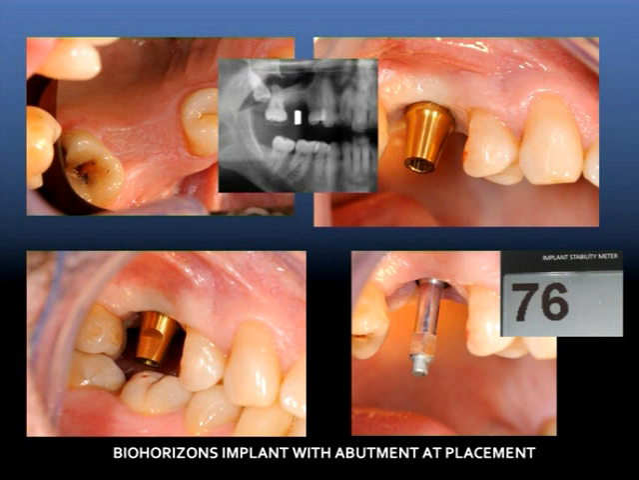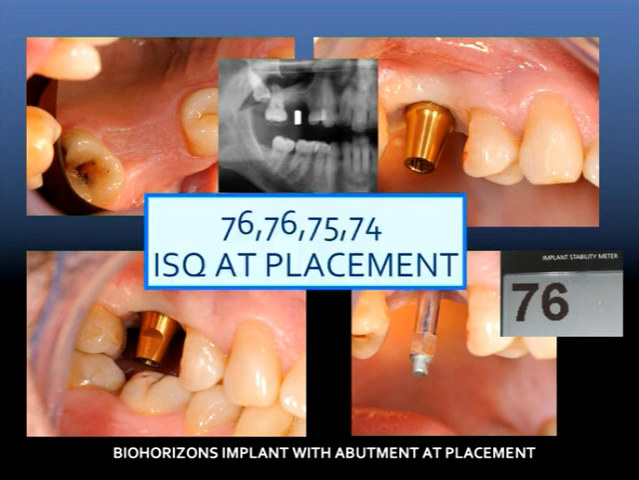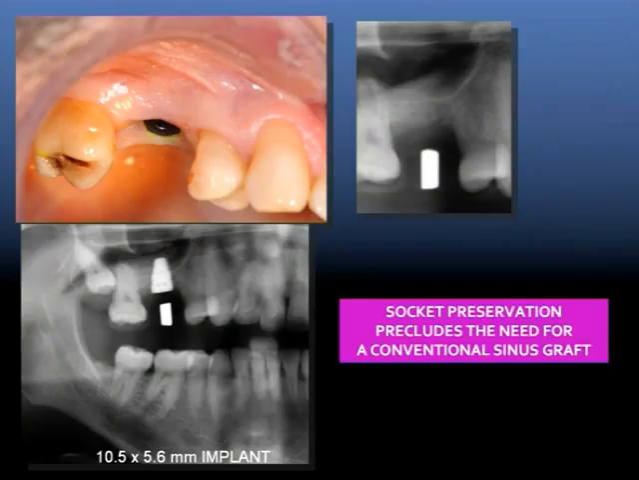And you can see at placement we have in this graft, which is almost 100% grafted bone with BMP and allograft, we have a reading of 76, which is very, very helpful to know that we've got a stable implant. The readings all the way around are 76, 76, 75, and 74. And then we watch this patient go through the healing process, and you can see that we more or less precluded the need for a sinus graft with a 10.5 implant in the socket site.